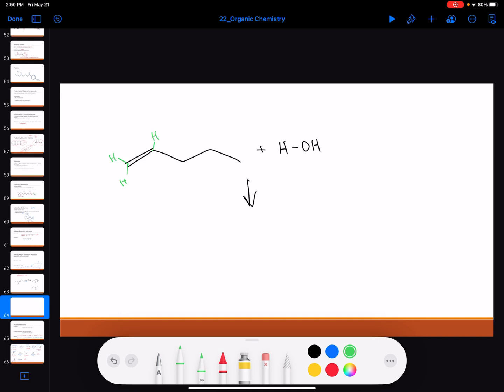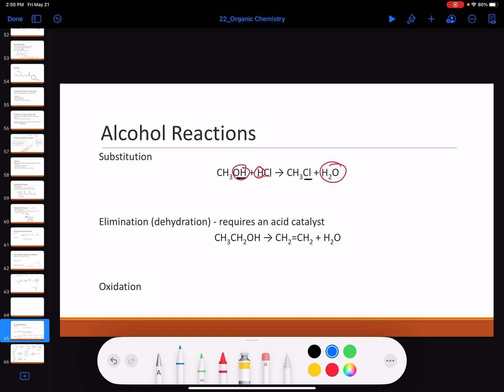Okay. Well, it looks like the carbon on the left has more hydrogens, right? So it's going to get this H right here, which means that the OH is going to get attached over here, okay? So notice that I can take a double bond, add water to it, and add an H and an OH. Elimination is just the opposite.